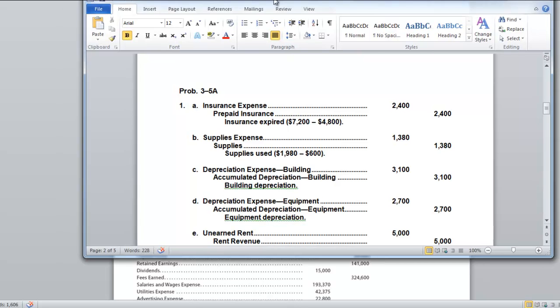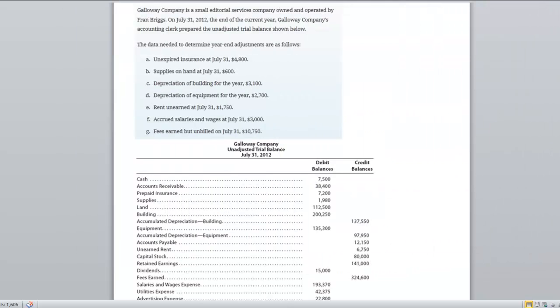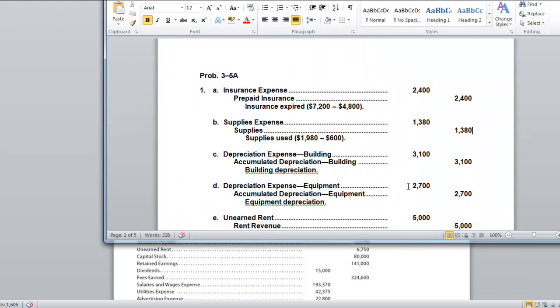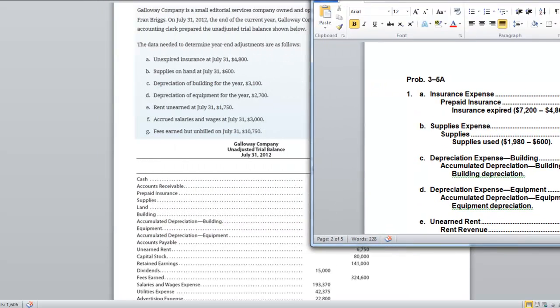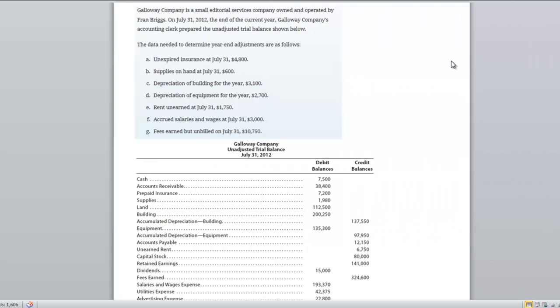Okay, let's take a look at the next one. Depreciation of equipment for the year, $2,700. So this is the same thing. We have a depreciation expense, and we have accumulated depreciation. And notice we're specifying if it's the building or the equipment. We need to be able to know which one we're accumulating the depreciation for, what class. We wouldn't have an account for every specific asset, but for each major class, like buildings and equipment and things like that.